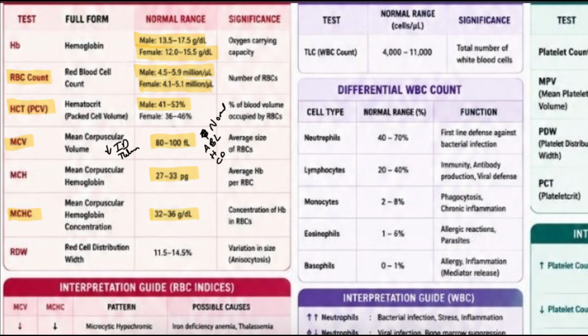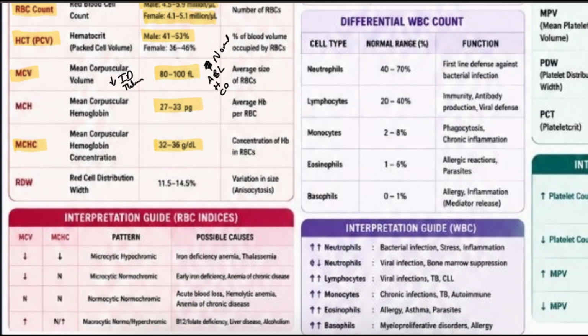How can we interpret this? If the mean corpuscular hemoglobin concentration is low, we have to suspect hypochromic cells. If you see hypochromic cells, the patient has iron deficiency anemia. Normally we will see this with the MCV and RDW. If that is not telling properly, then we go with MCHC. If it's low, we suspect iron deficiency anemia.